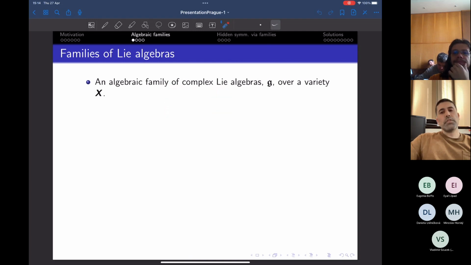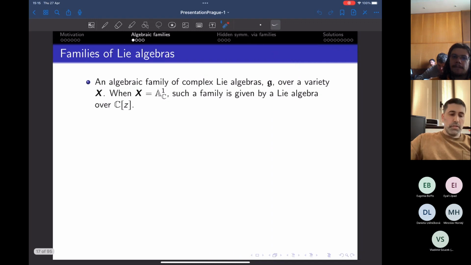The Lie bracket satisfies the usual conditions for Lie brackets, skew-symmetry and the Jacobi identity, but it will be linear over O of X, not over the complex numbers. For this talk, I will only care about a very simple case. The base variety will be just the complex affine line, just complex numbers.